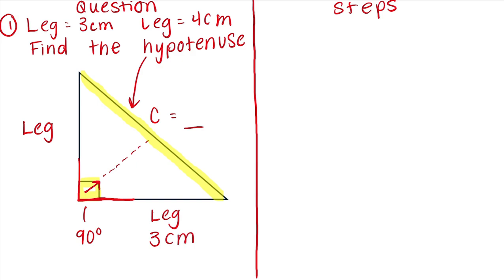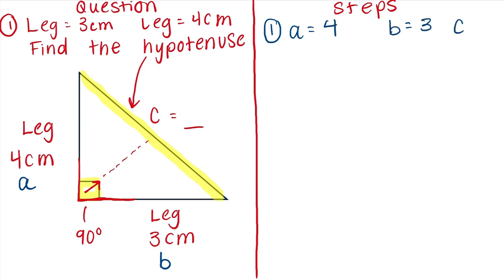We have 3 centimeters and 4 centimeters for my two legs. My legs should also be labeled A and B. I can switch A and B if I want to as well, because if you remember, our first step is to identify the legs. So now that we've labeled our triangle, we see that my legs, A and B, are 4 and 3. And C is what we still don't know, our hypotenuse. Step 2 is to substitute those numbers into the Pythagorean theorem. My Pythagorean theorem states that a squared plus b squared equals c squared.